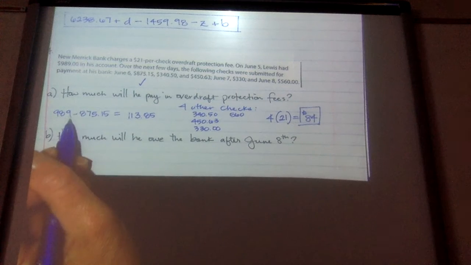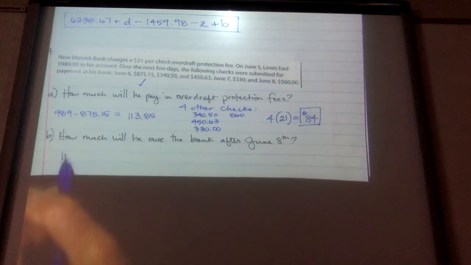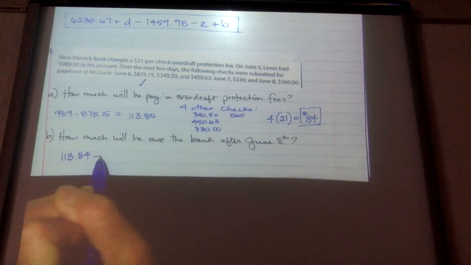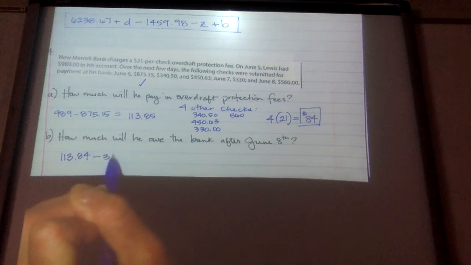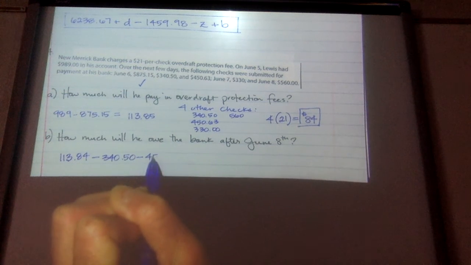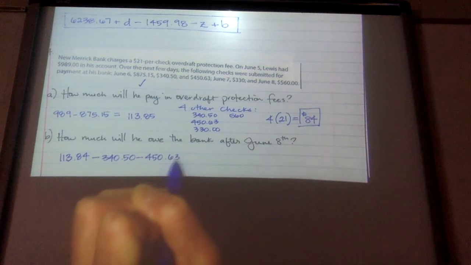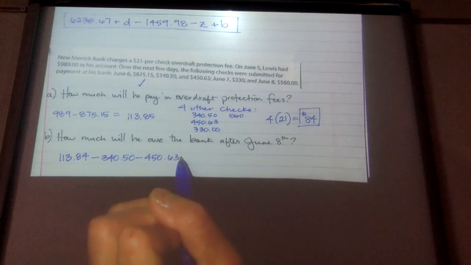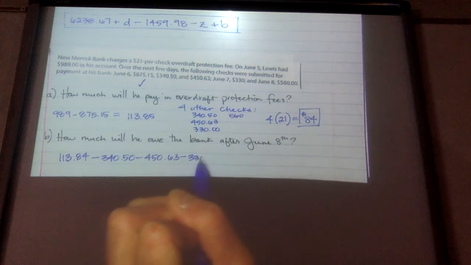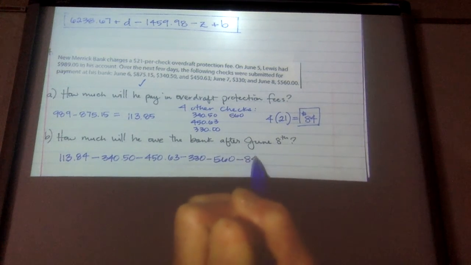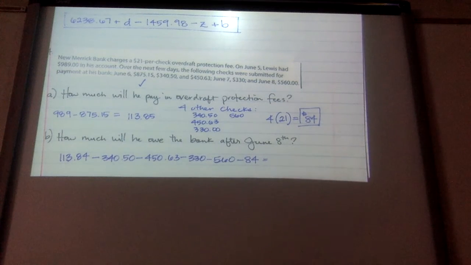So we could pay the first check. We were left with $113.85. And I'm going to subtract out those other 4 checks. And that'll tell us what she's going to owe the bank. Well, actually, let's see here, $330 minus the $560 minus the $84 that they're going to charge her.